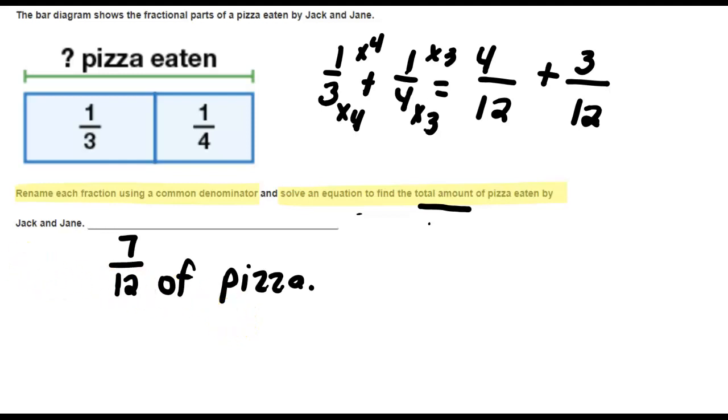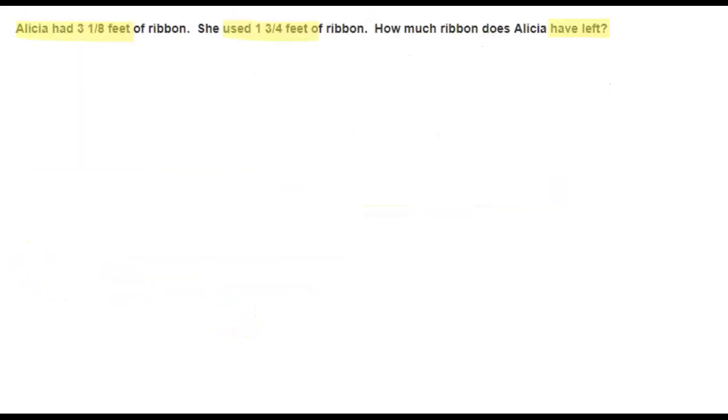Okay, pretty simple. Next one. Alicia had 3 1/8 feet of ribbon. She used, means she got rid of, 1 3/4 feet. How much did she have left? Well, "have left" tells us that we're going to subtract. So 3 1/8 minus 1 3/4.